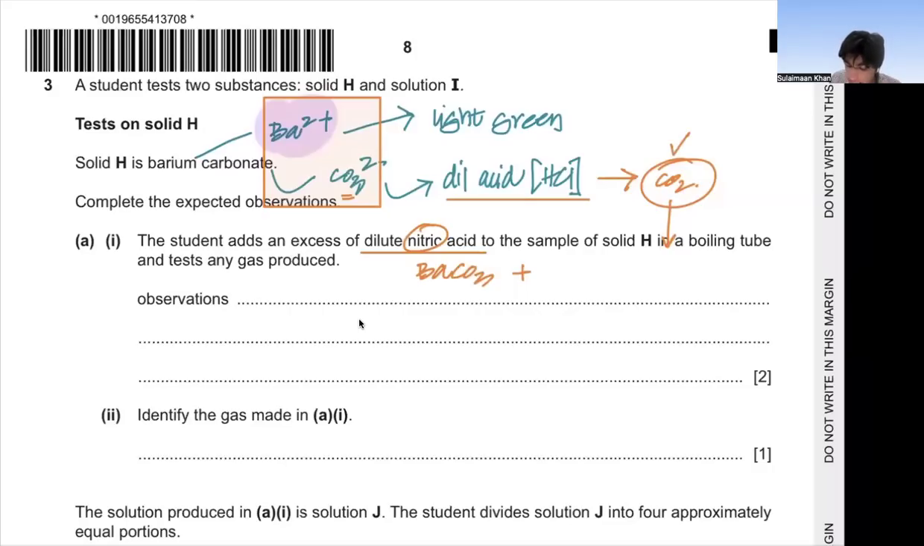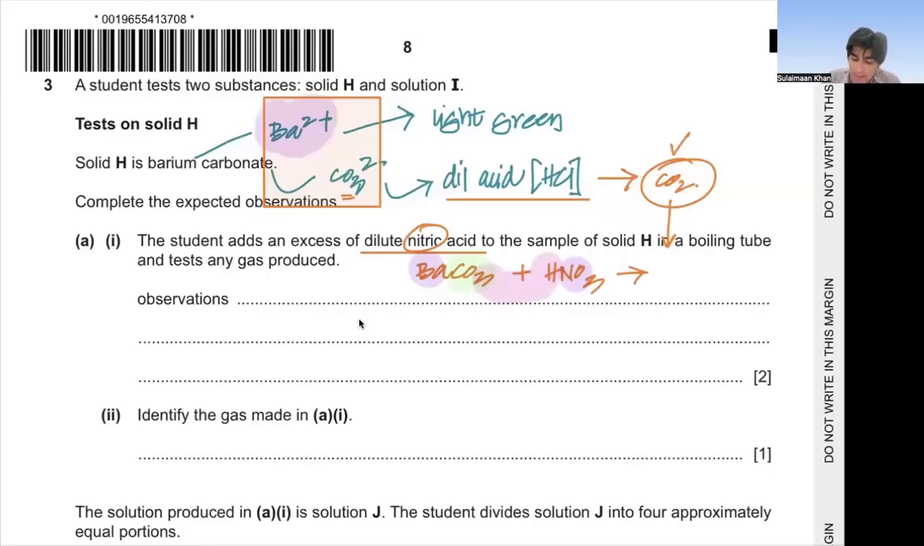why does it give me carbon dioxide? Because there's literally a reaction that goes on. And what is that reaction? If your teachers haven't taught you this, what can I say? Metal carbonate plus acid, what does that give me? It gives me barium nitrate, and it gives me H2O, and it gives me carbon dioxide.